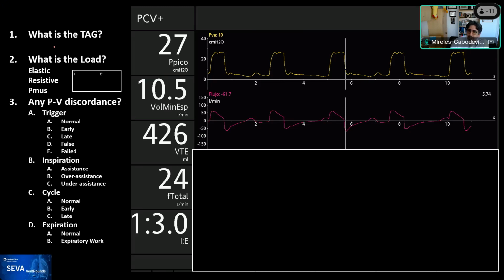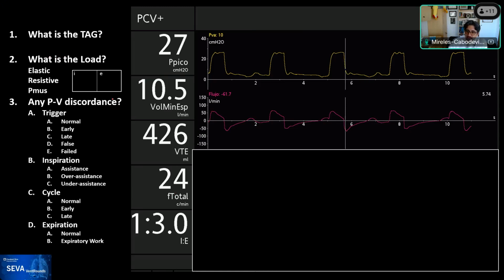and then going from there and looking at the esophageal balloon image. So let's start with the tag. And if you want to write in the chat, what is the tag for this mode? For those of you that are using the vent mode map app that is out there, this is a Hamilton C6 ventilator.